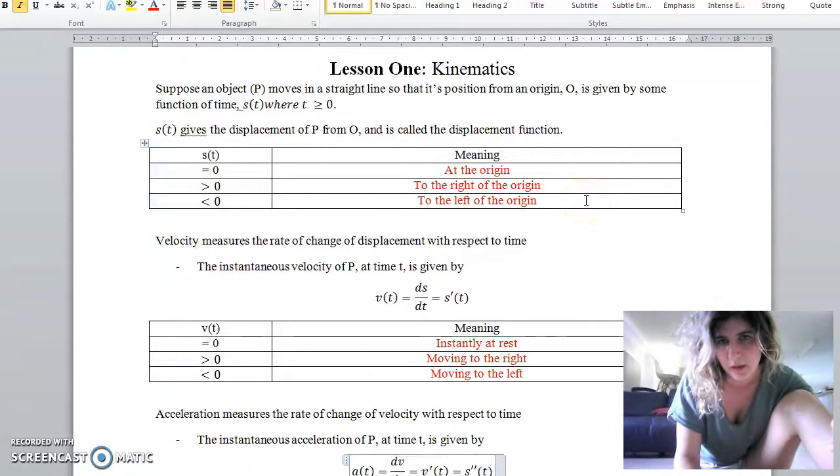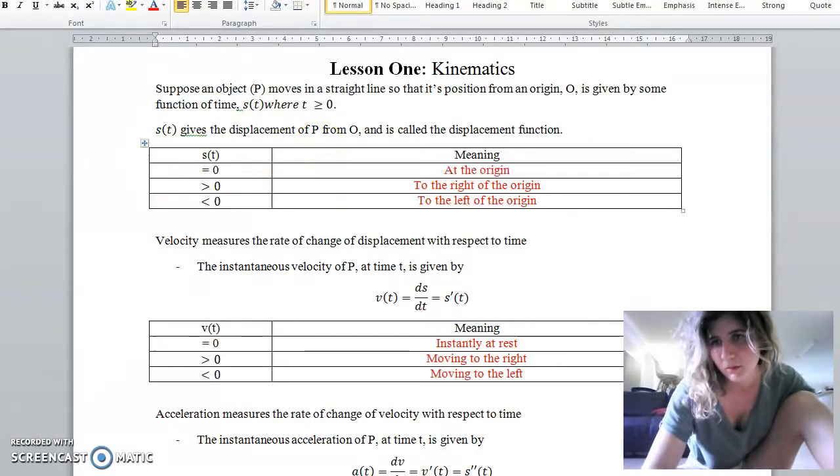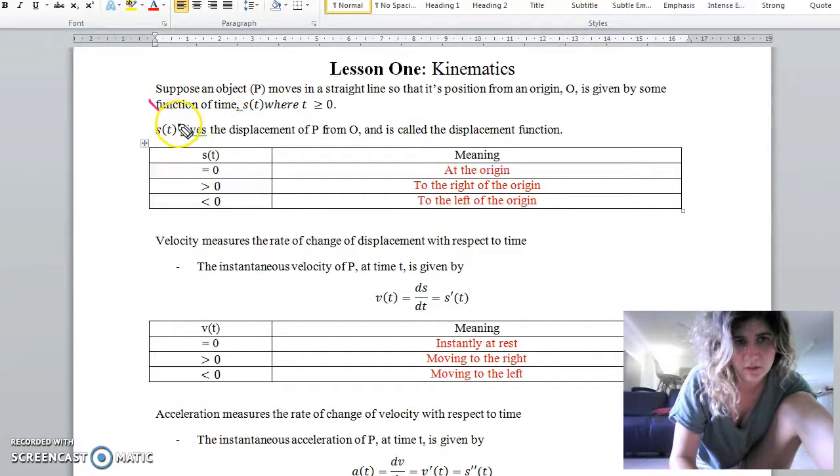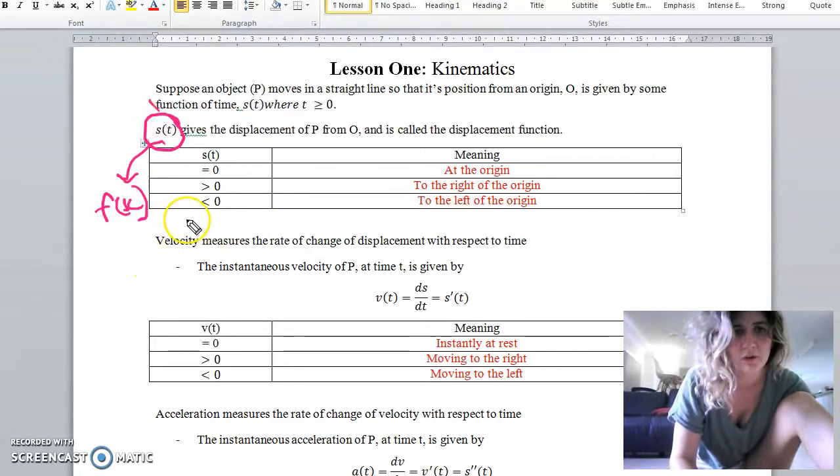The main thing is that when we're looking at position, we use this notation, and that is s of t. S of t always means position, and in terms of derivatives in calculus, s of t is equal to your f of x function, so that's your original starting function when we're looking at kinematics.